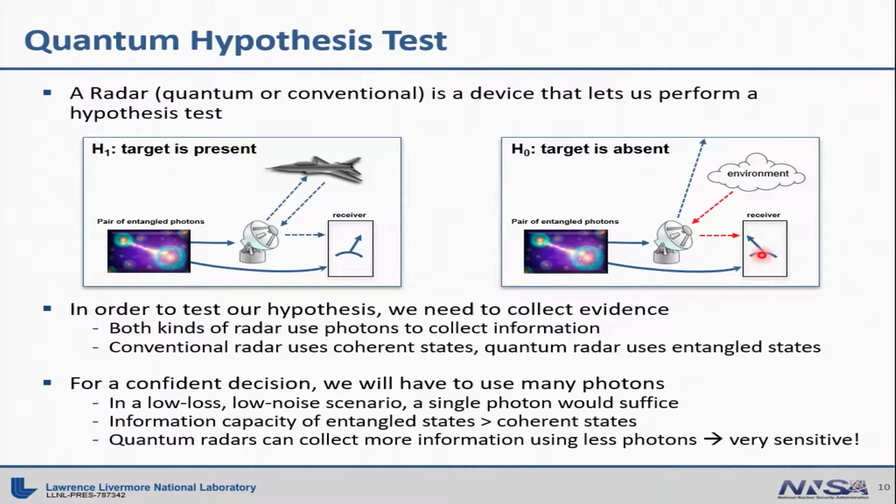classically. And so per photon, you can collect more information about the environments using entangled states of light than you can with coherent states. Or if you demand that both transmit the same amount of energy, the quantum radar will collect more information using fewer photons, and essentially will be very, very sensitive. You can actually look at very small targets in a noisy background. So that's what's generated a lot of the excitement, and people were very interested in that.